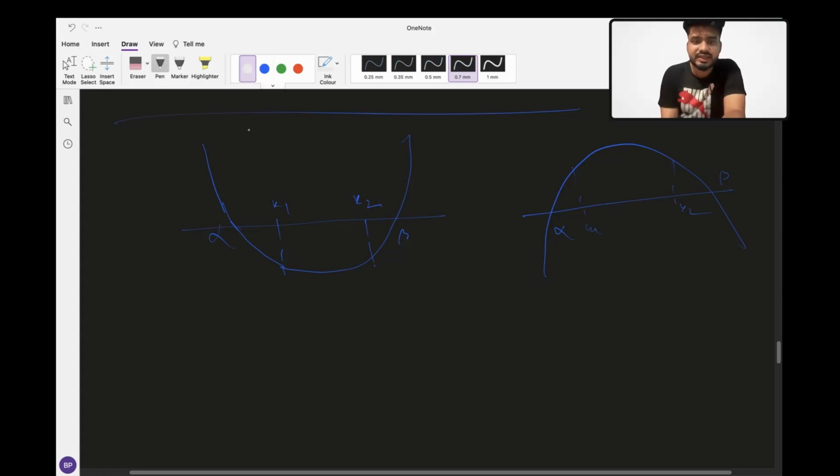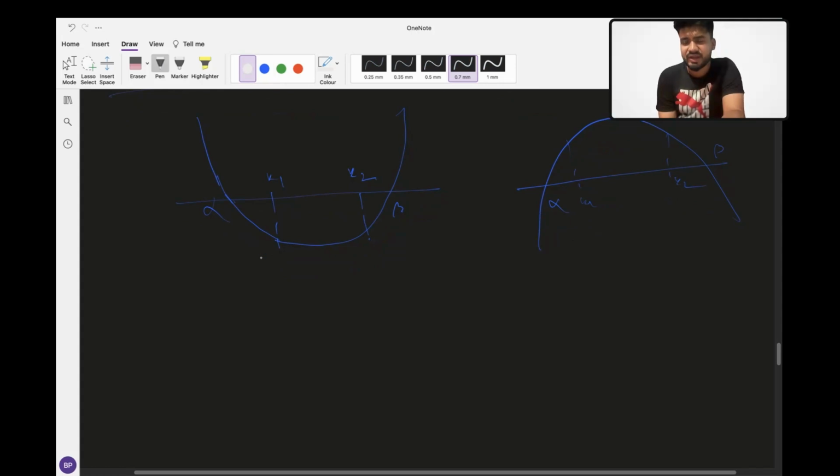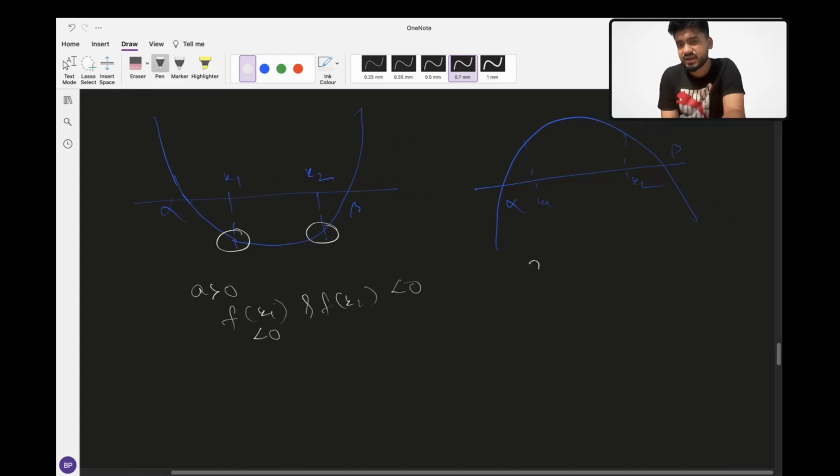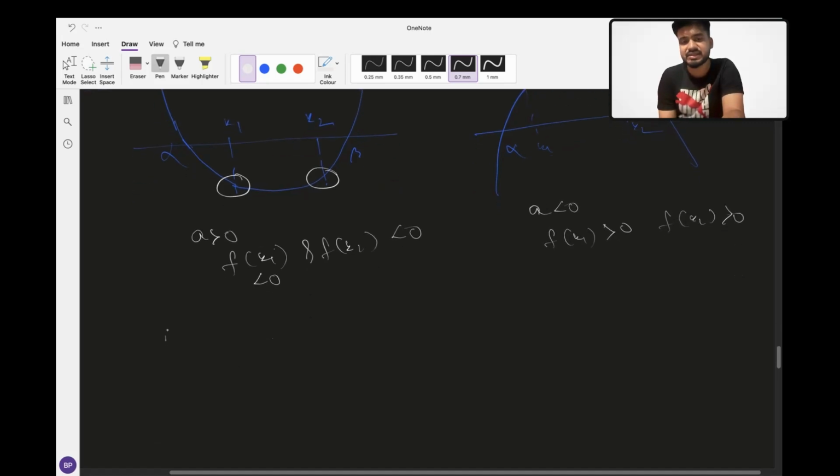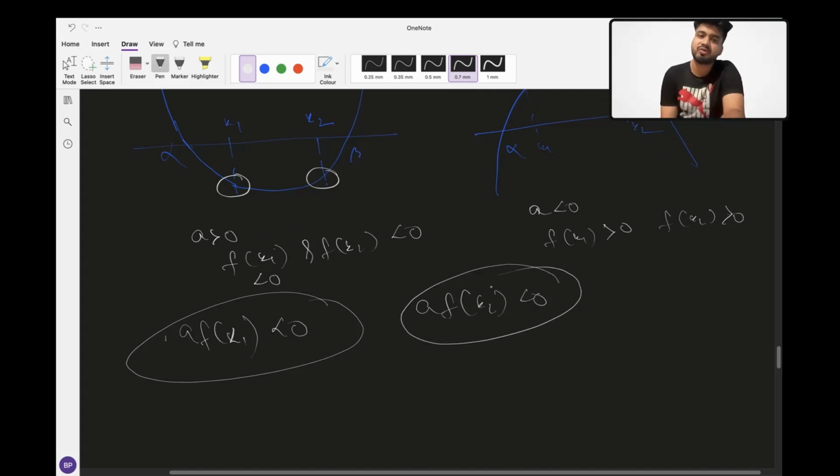Yeah. So in this case, if you see, when a is positive, f of k1 is negative and f of k2 is also negative. So a is positive, but f of k1 and f of k2 both are less than 0. And here, when a is negative, f of k1 is greater than 0 and f of k2 is greater than 0. That means we can say a f of k1 is less than 0 and a f of k2 is also less than 0. Yes or no?